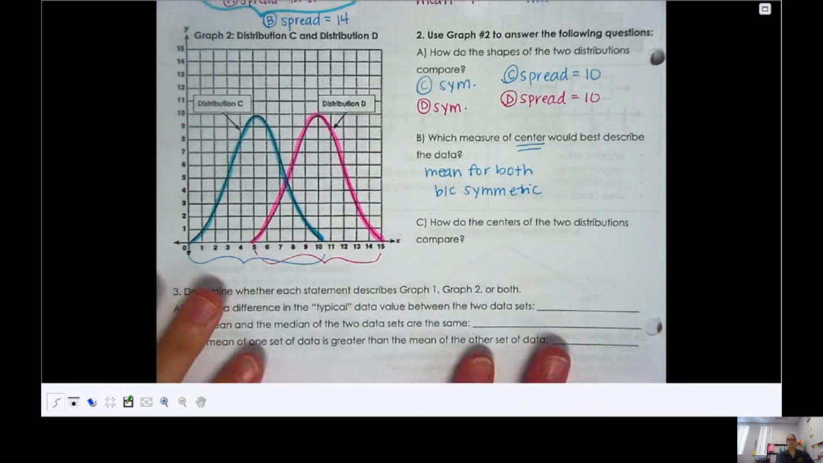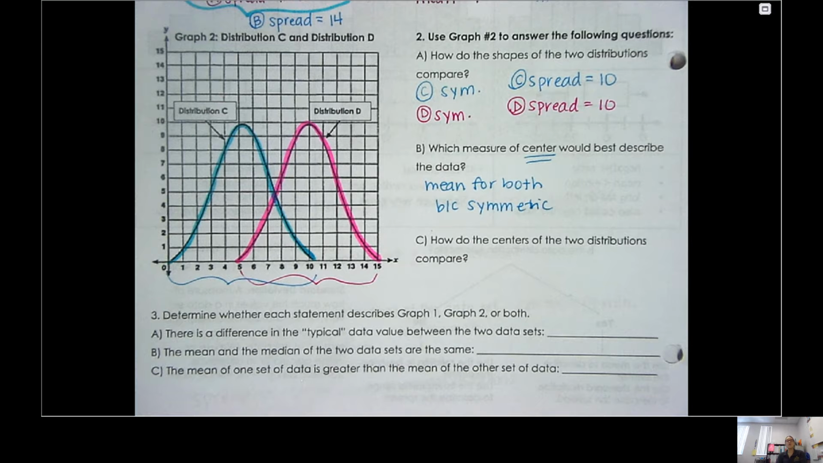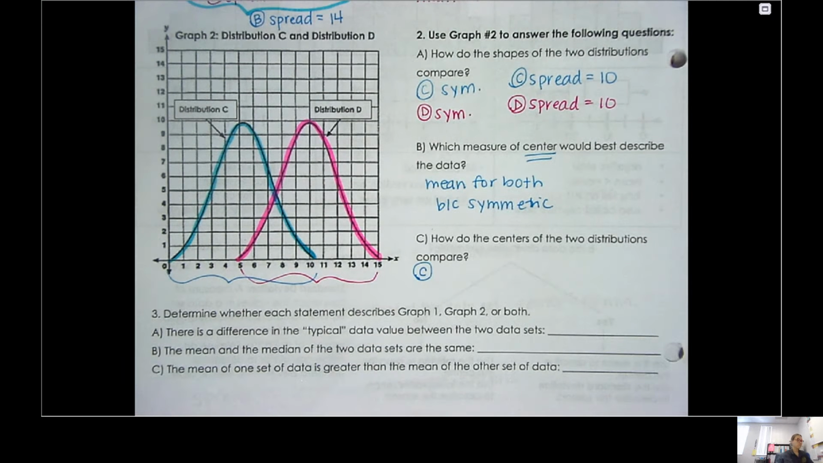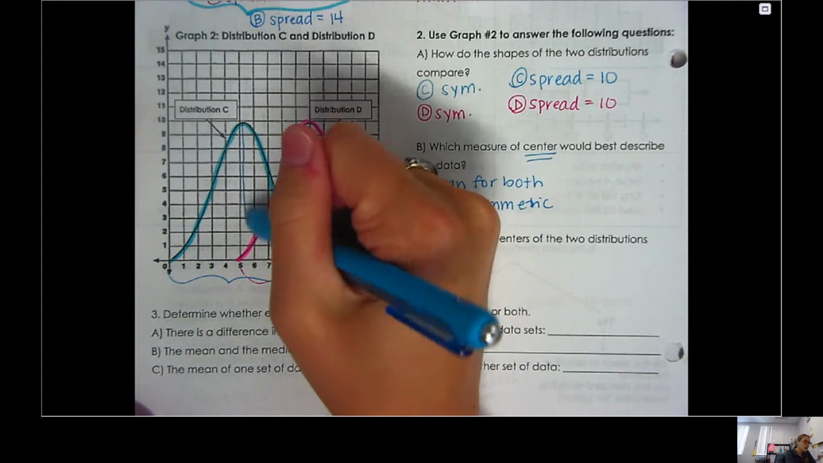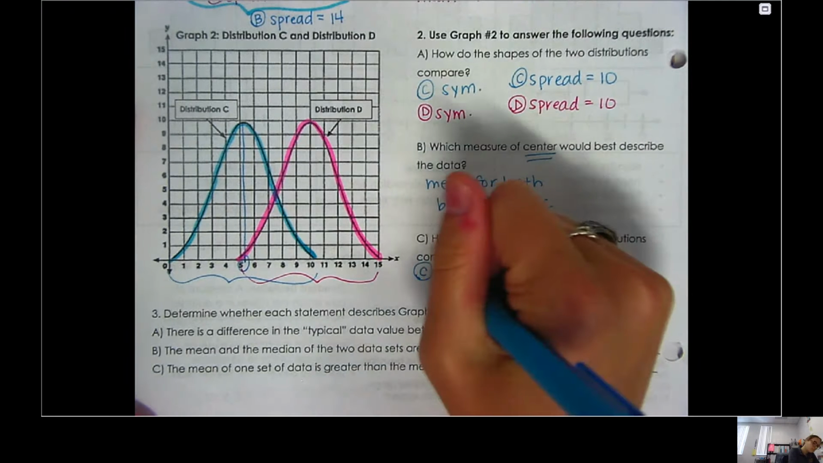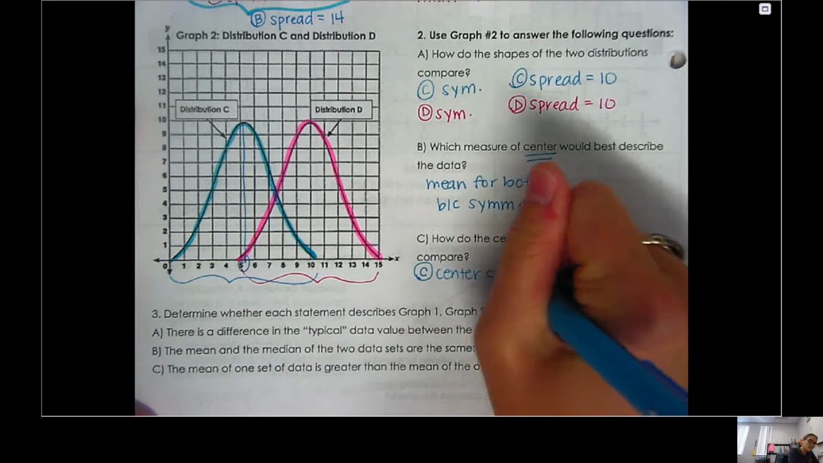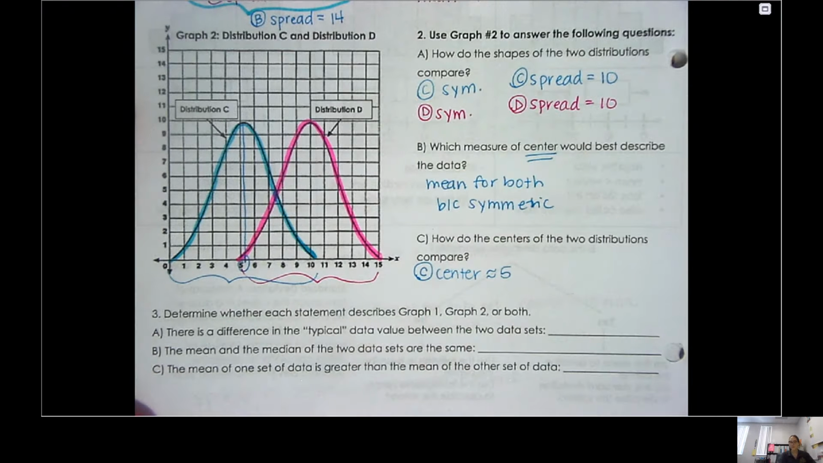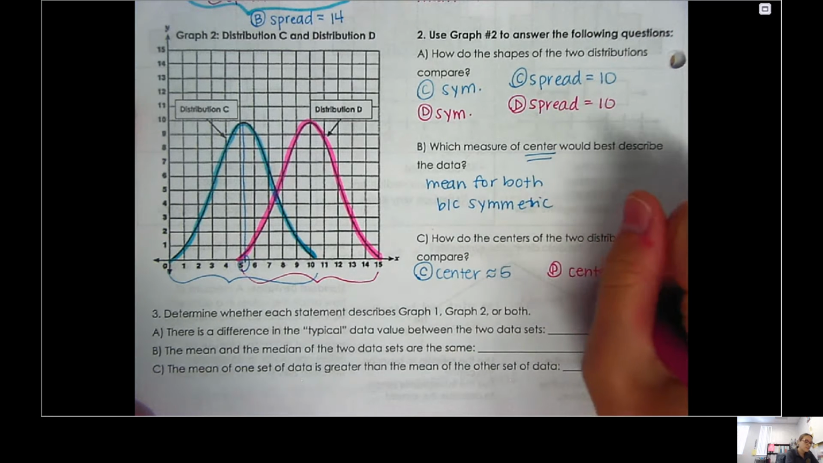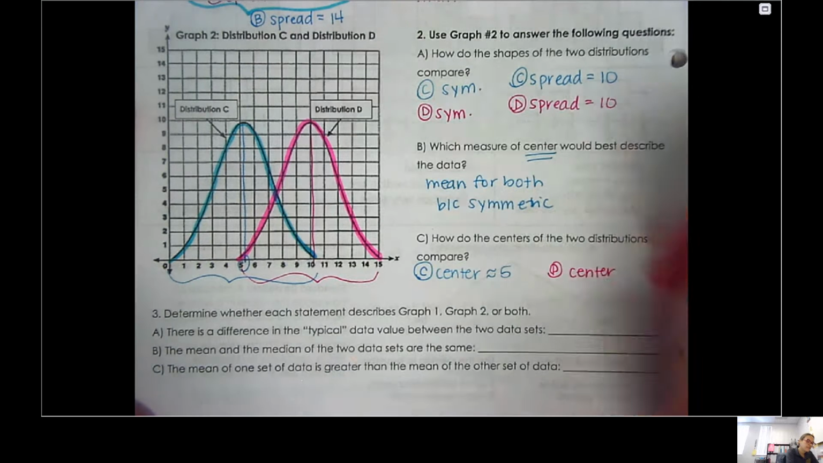Okay, so letter B, both of them are symmetric, so we use the mean. Now, the centers. How do the centers of the two distributions compare? What is the center of C? It's a little off, but you can say the center is about 5. So I'm going to put an approximate sign. My center is at about 5. What is your center for distribution D? It's right about 10. Actually, that one's perfect. That one's on 10.